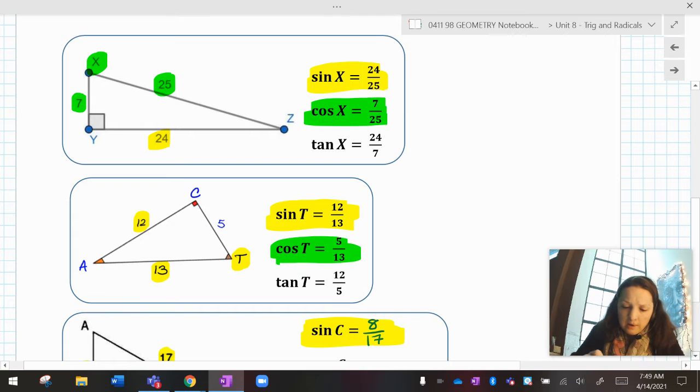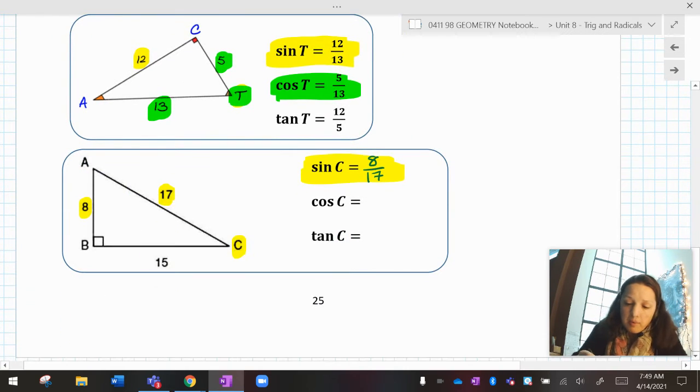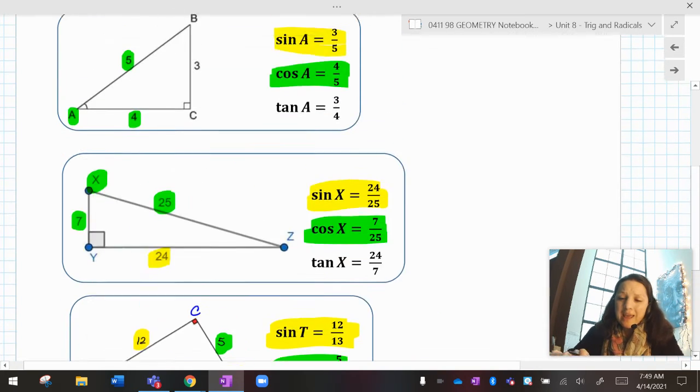Cosine t. Well, here's t. 5 over 13. Yeah, it's the other leg divided by the hypotenuse. So let's do it down here. Cosine C is going to be the other leg divided by the hypotenuse. So that'll be 15/17. All right, now tan.